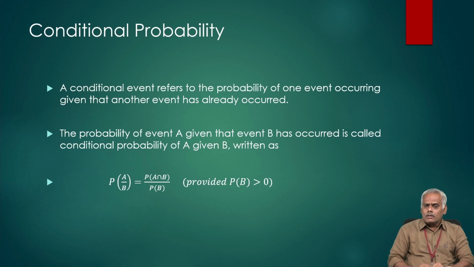So here the event B acts as a sample space of A. So first consider event B, and from that the events favorable to A. That's why probability of A slash B, or A upon B, or A by B, is equal to probability of A intersection B divided by probability of B. That is, number of elements in A intersection B divided by number of elements in B.